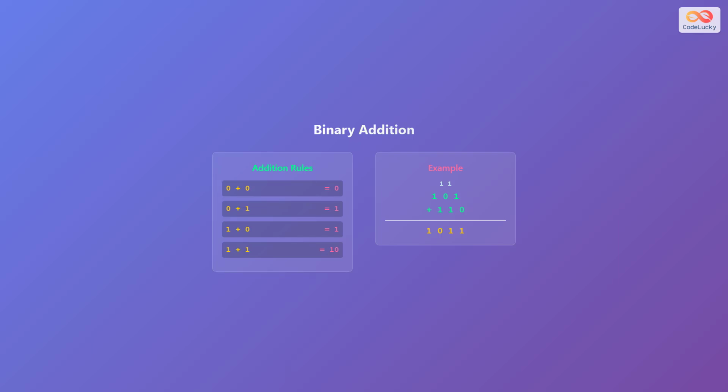Let's go through an example. Add 101 and 110. Starting from the right, 1 plus 0 equals 1. 0 plus 1 equals 1. 1 plus 1 equals 10, so we write down 0 and carry over 1 to the next column, resulting in 1011.